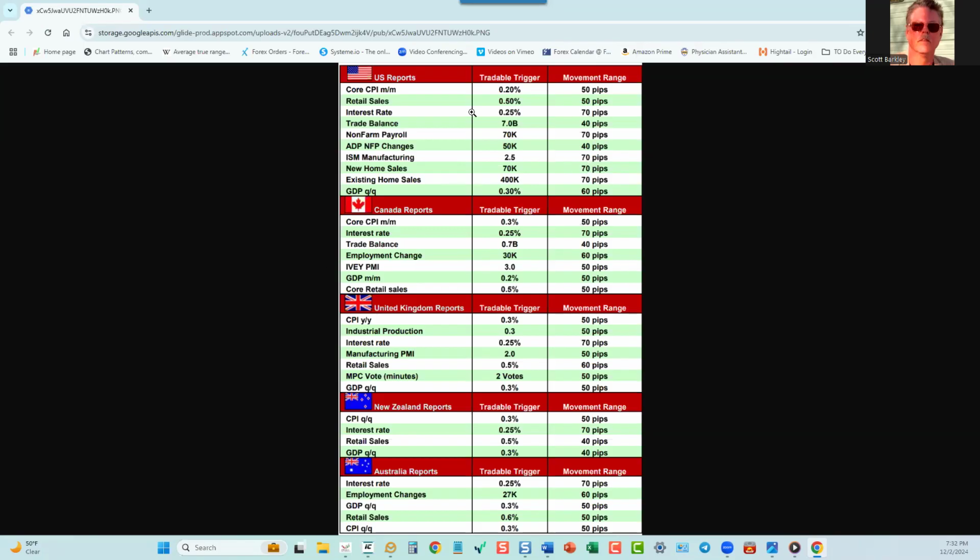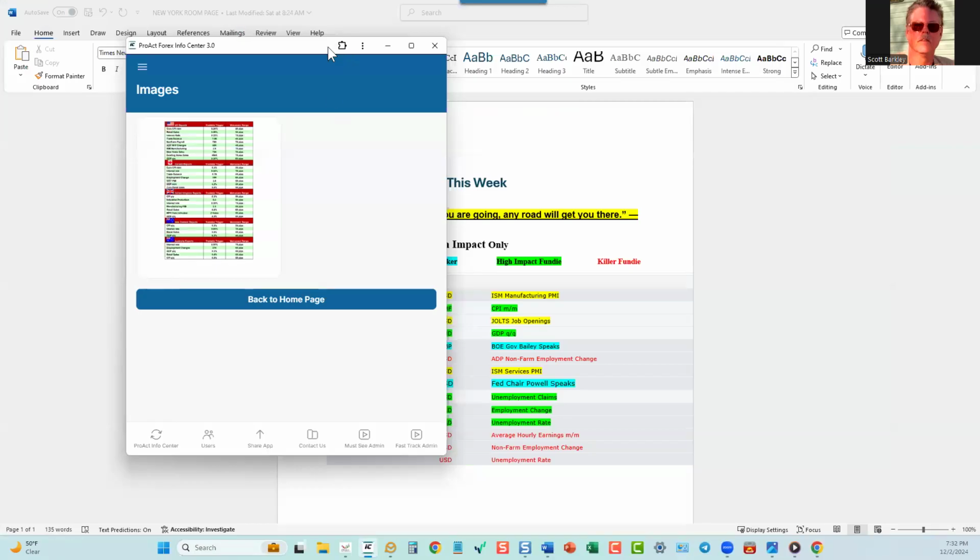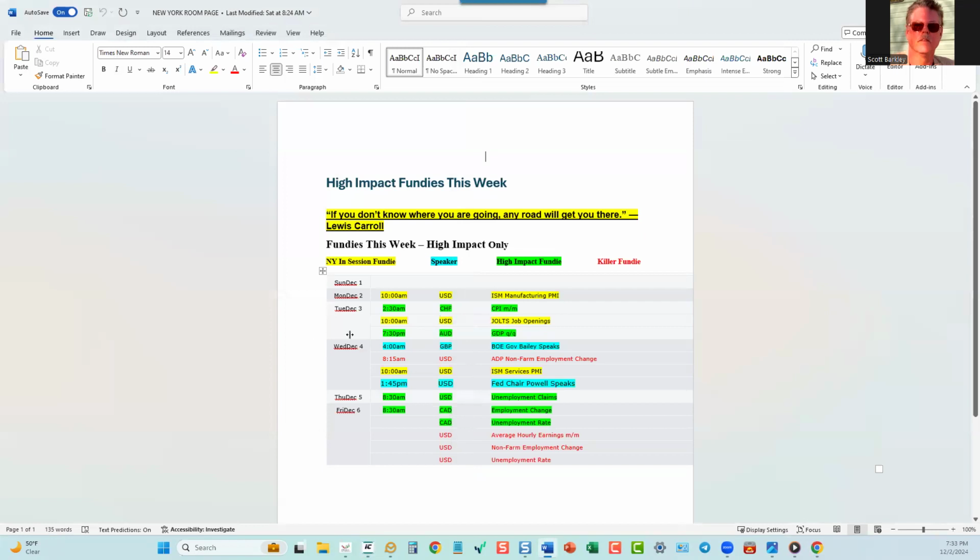Okay. So I don't have JOLTS on here because I don't have the data yet, but because it's actually a fairly new fundy. Well, it's an old fundy, but it never did anything, and all of a sudden it's going crazy. All right. So there you go. So it's on your IC there. All right. So be aware tomorrow morning, you need to be flat before JOLTS. All right. So the New York session, when we open, you need to be flat. We will only have 30 minutes and then we'll be ready for it.